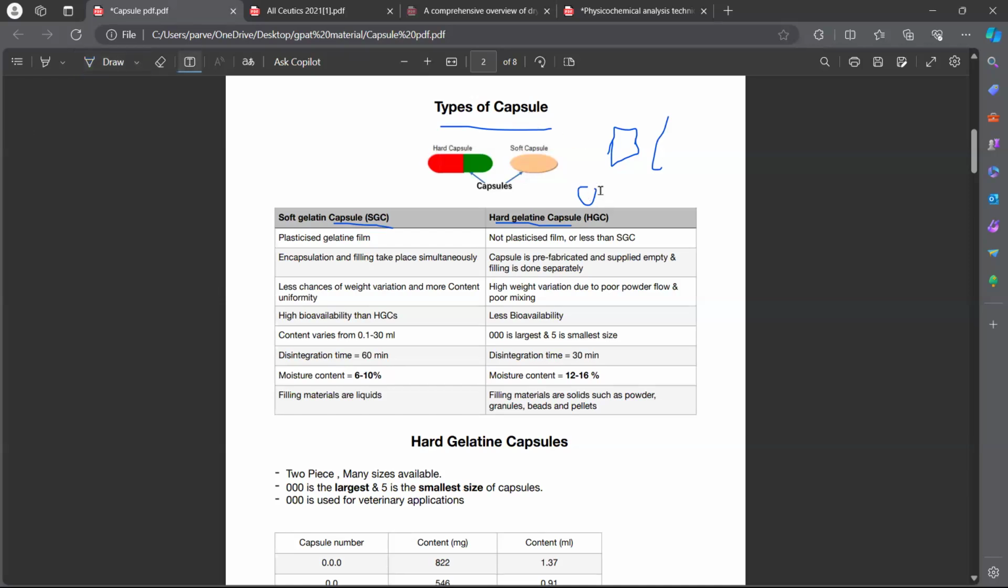So let me add the text for it. Here it is 0.4 is to 1, while in the soft gelatin capsule, it is 0.8 is to 1. So by which we can know that the plasticizer content in the soft gelatin capsule is high. That's why it provides the plasticity and softness to the gelatin capsule.